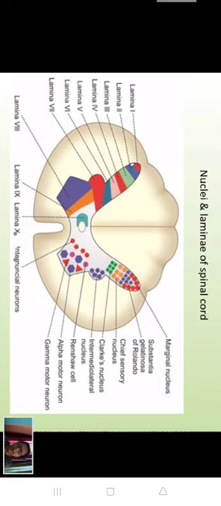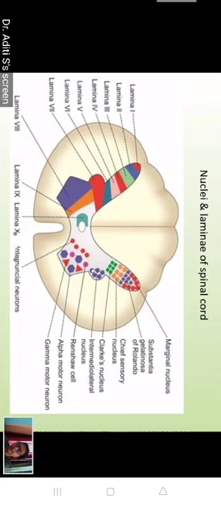But these nuclei are arranged in layers in the posterior horn, so they are called lamina. Lamina 1 is called the marginal nucleus. Lamina 2 and 3 are the substantia gelatinosa of Rolando. Up to 5, up to 6, is actually in the posterior gray horn. Lamina 7 is the lateral gray horn.